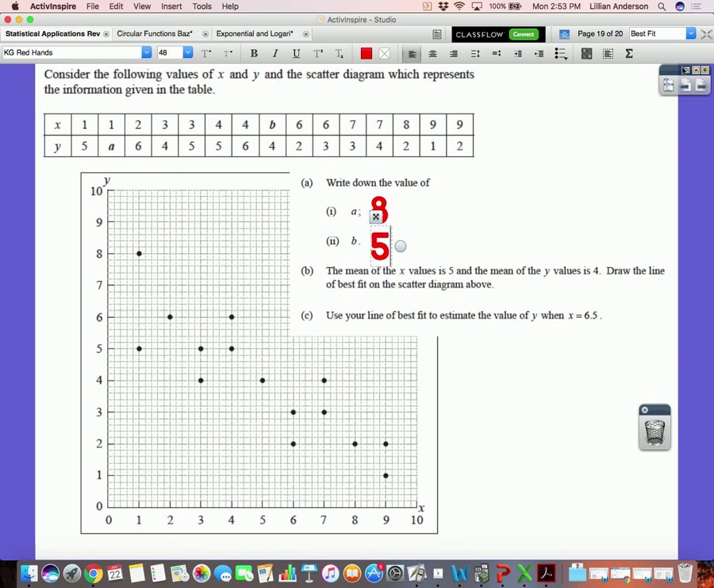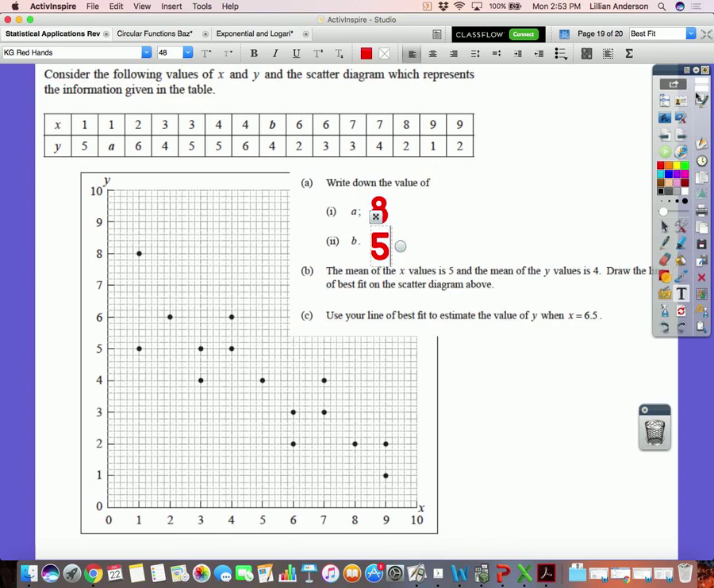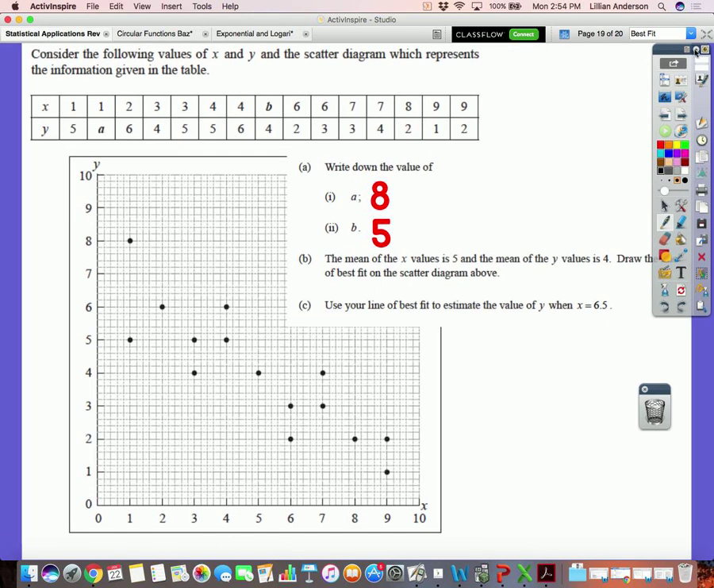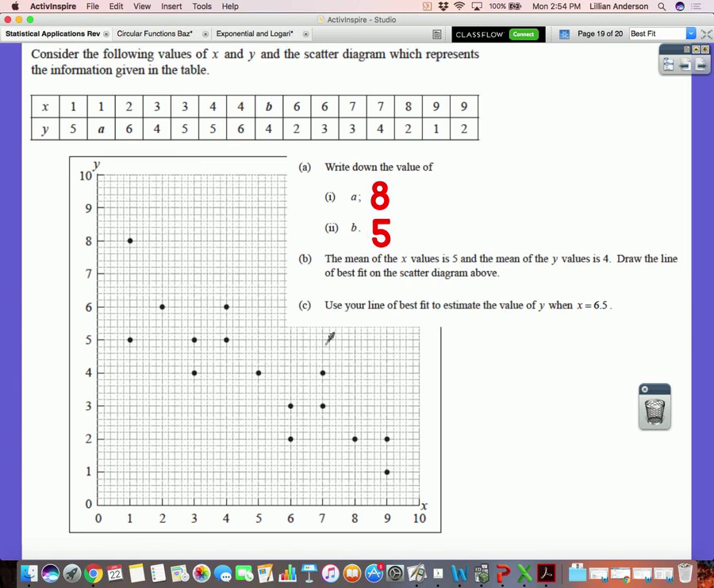Okay? Now it says that the mean of x is 5 and the mean of y is 4. And it is asking you to draw your line of best fit in the scatter diagram above. How would you draw your line of best fit? What would you need to do? Through the middle of the data set, right? You would need to do the middle of the data set, but you would need to plot your mean. When x is 5, y is 4, which is right here.